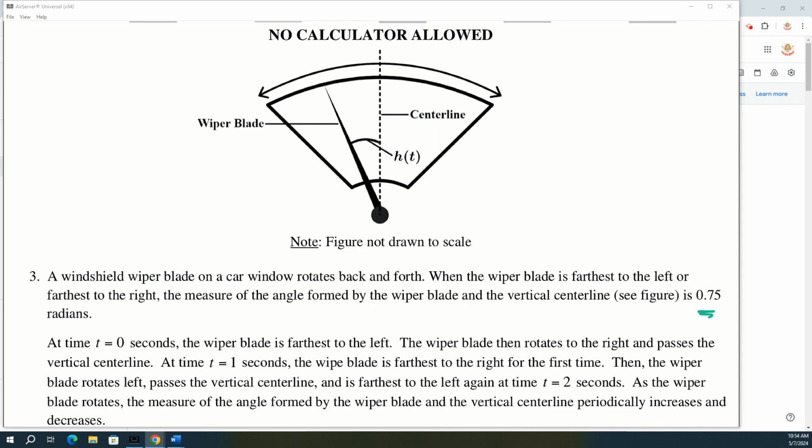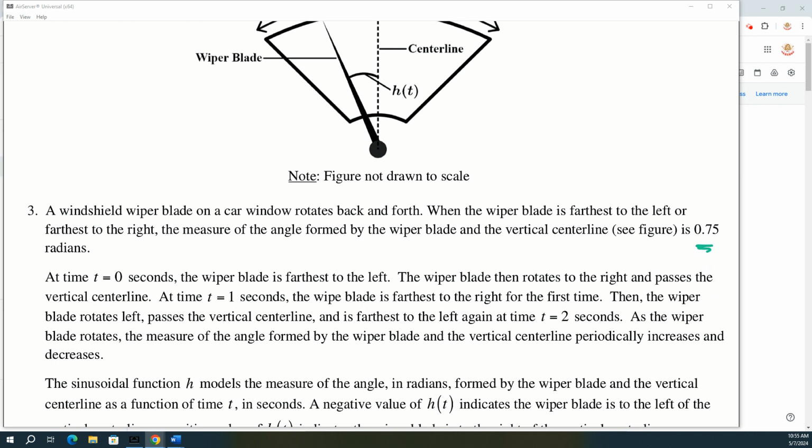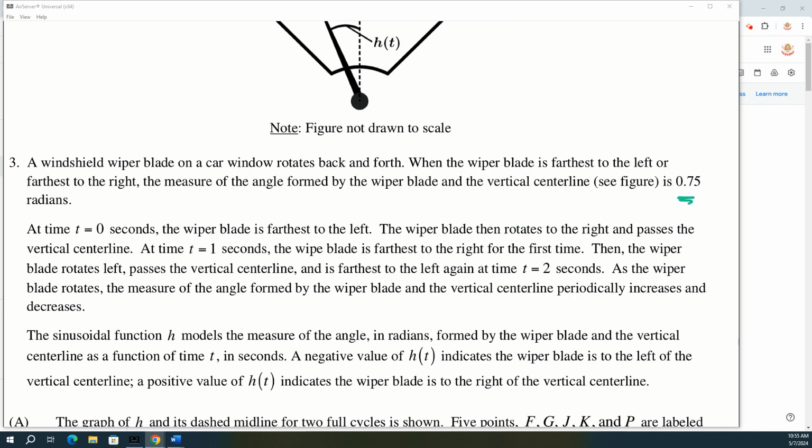The wiper blade then rotates to the right, passes through the vertical center line, and at time t equals 1 second, the wiper blade is farthest to the right for the first time. Then the wiper blade rotates to the left, passes the vertical center line, and is farthest to the left again at time t equals 2 seconds. So as the wiper blade rotates, the measure of the angle formed by the wiper blade and the vertical center line periodically increases and decreases.